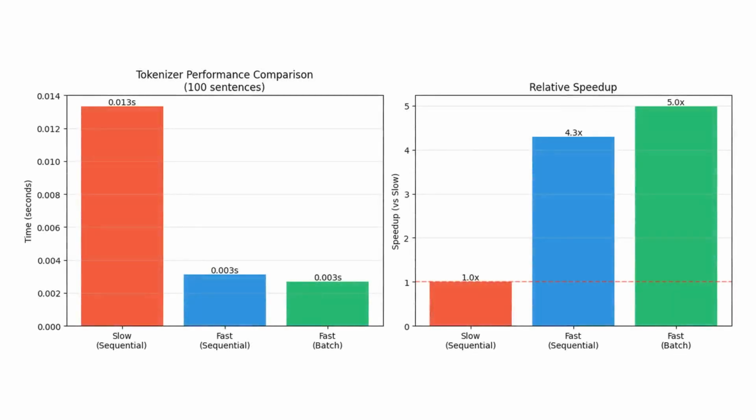Wow, look at these results. The fast tokenizer is significantly faster in sequential mode, and when we use batch processing, the speedup is even more dramatic. This demonstrates why you should always prefer fast tokenizers when available, especially for production workloads.